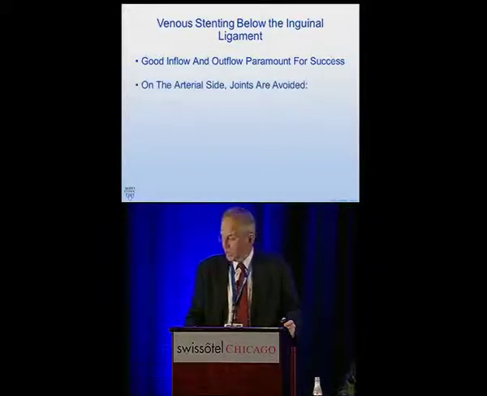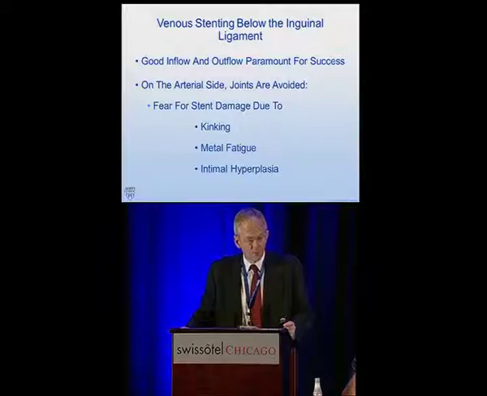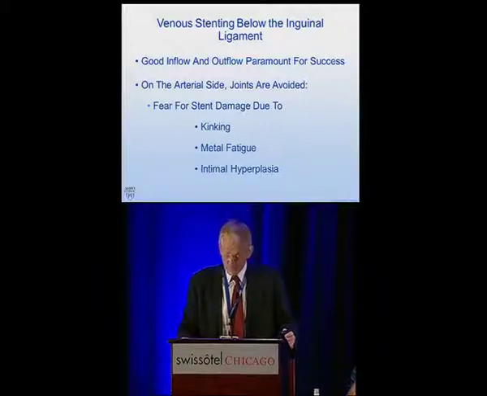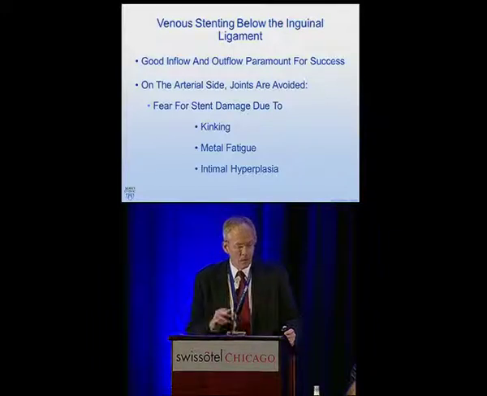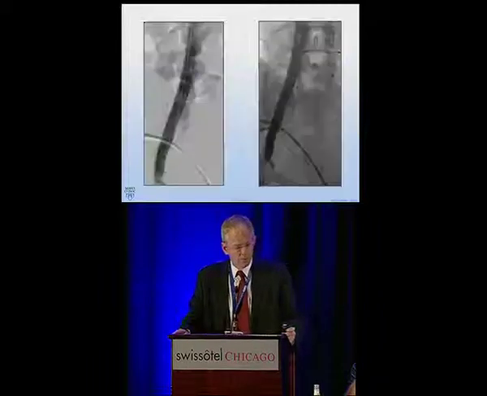On the arterial side, we have traditionally not stented across the joints. We do actually place the COVID stents across the popliteal artery, but traditionally for the common femoral artery we have not been stenting, and that's because we are worried that metal fatigue, kinking, and intimal hyperplasia may become a significant deterrent to patency in this area. Now, most of that data actually comes from animal studies.